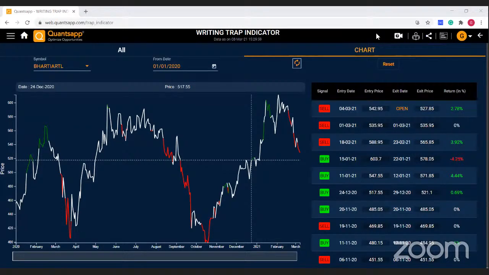Yes, Mr. Nagraj, I'm coming into that. So on the graph side, the green is indicating the buy signal and the red is indicating the sell signal. So these are the signals. And the white line.